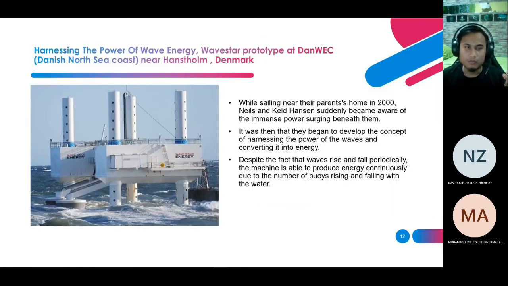Alright. For the second location, the place is harnessing the power of wave energy with the star prototype of Dan WEC, on the Danish North Sea Coast near Halmstad in Denmark. In Denmark, while sailing near their parents' home in 2000, Niels and Kiel Hansen suddenly became aware of the immense power surging beneath them. So in Denmark, the creators are Niels and Kiel Hansen.